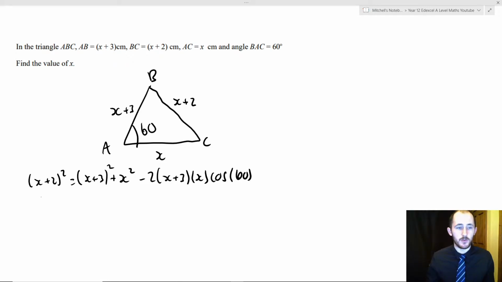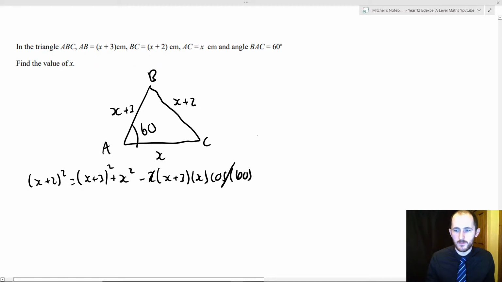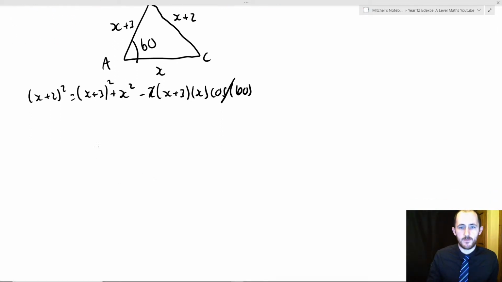60. And then all you need to do is find out what the value of x is. So as you may know, cos 60 is 1/2. So that means that this 2 times 1/2 actually goes away, because you have 2 times 1/2, which is 1. So this has actually become a lot easier. We have (x + 2) squared equals (x + 3) squared plus x squared minus x times (x + 3).